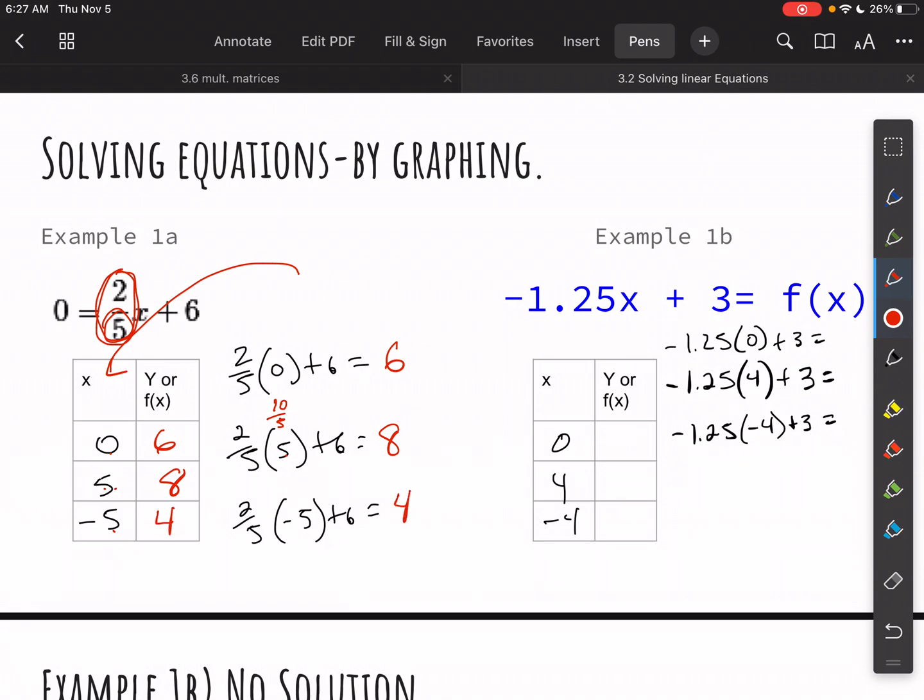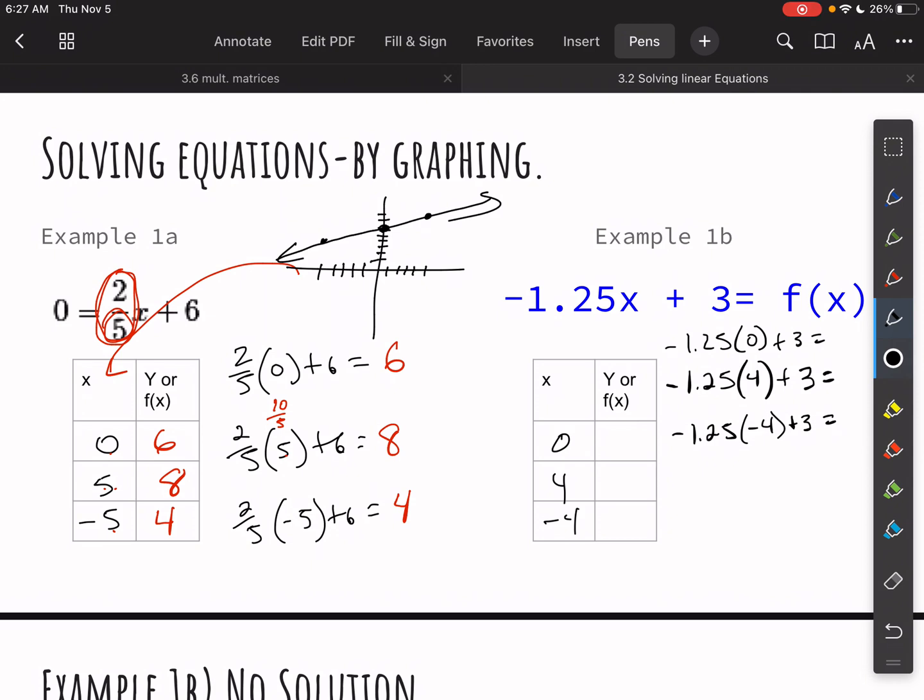All right, so let's take a look at this picture. What do we have going on here? We have a 0, 6. 1, 2, 3, 4, 5, 6. We've got that guy. And then we've got a 5, 8. 1, 2, 3, 4, 5. Going over 5, up 2 from where we were. Okay, we got that guy. And then at negative 5, 1, 2, 3, 4, 5, we're going to go down 2 from there. So we have a line that looks something like this.